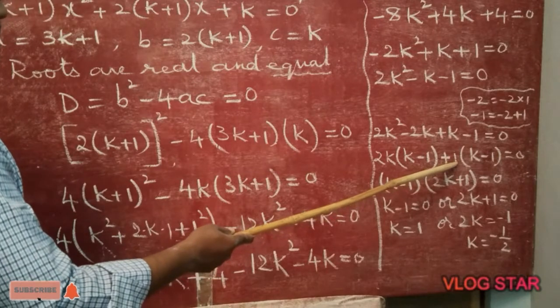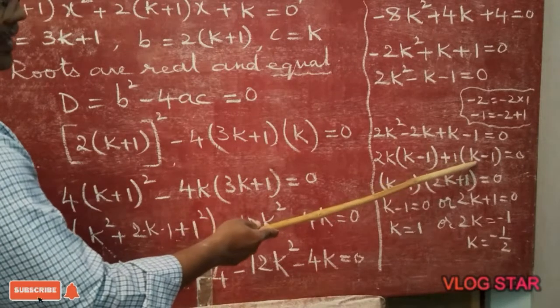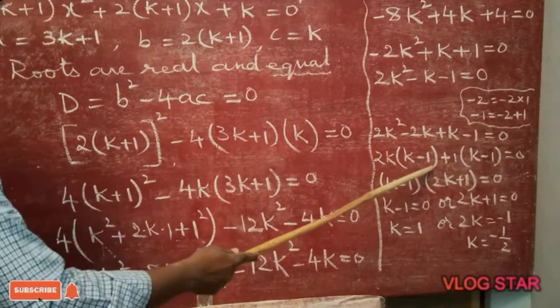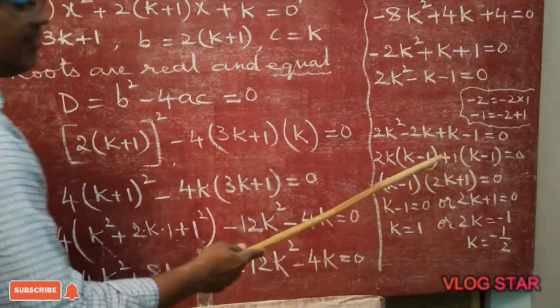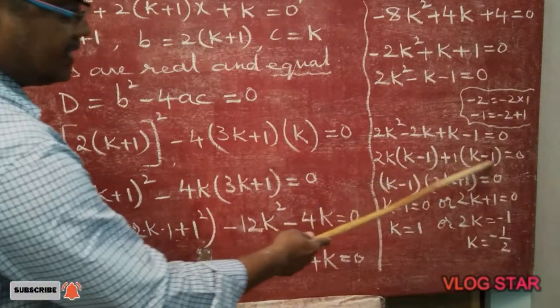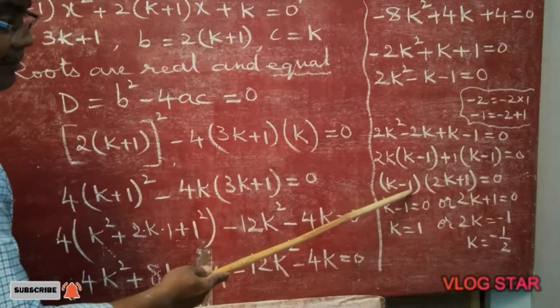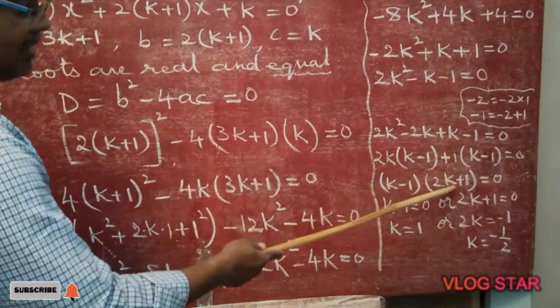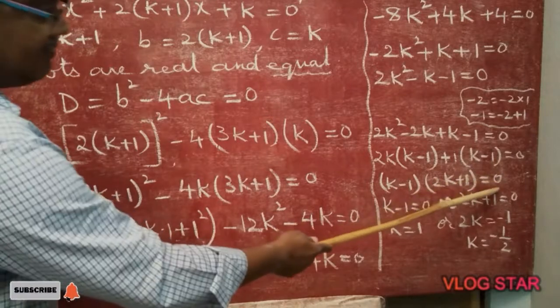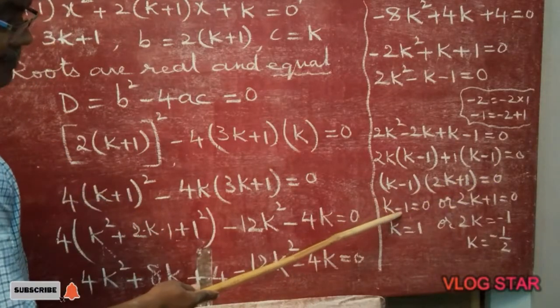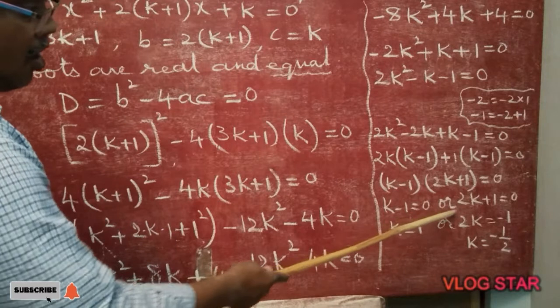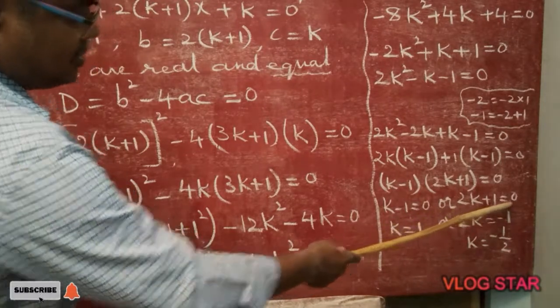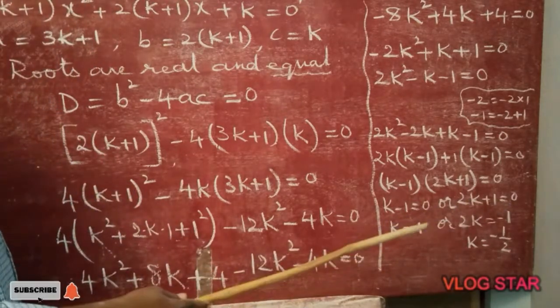1 is a factor for every number. So plus 1 you are taking, k minus 1 is equal to 0. In the first term k minus 1 is there, in the second term also k minus 1. On the whole you take k minus 1 as common, and the remaining is 2k plus 1 is equal to 0. When will it be 0? Either k minus 1 is equal to 0 or 2k plus 1 is equal to 0, or both zeros also 0.